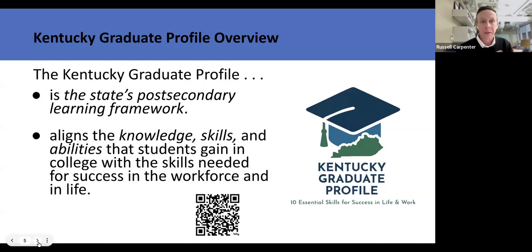As a review, the Kentucky Graduate Profile is our state post-secondary learning framework. It's designed to support and align the knowledge, the skills, and the abilities that students gain in college with the skills needed for success, not only in the workforce, but in life and in their higher education classrooms. You can learn more by using the QR code available here.